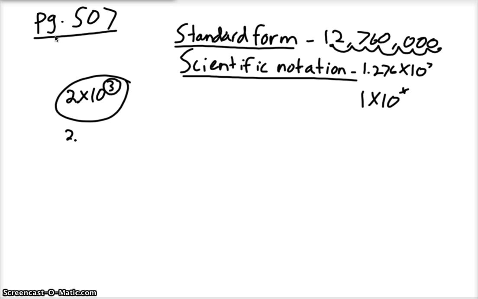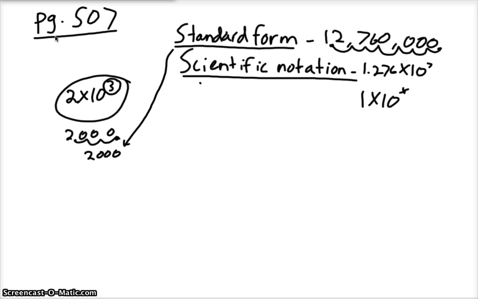So I'm dealing with 2.0, and I'm going to move it 1, 2, 3. So draw the decimal and then write in the zeros. So that's going to be 2,000. That would be what form? Standard form. That's right. Standard form.